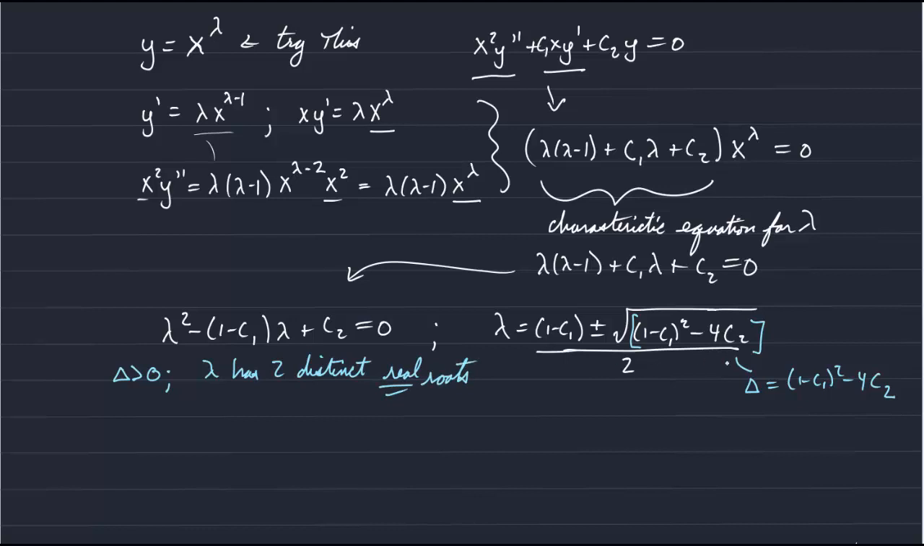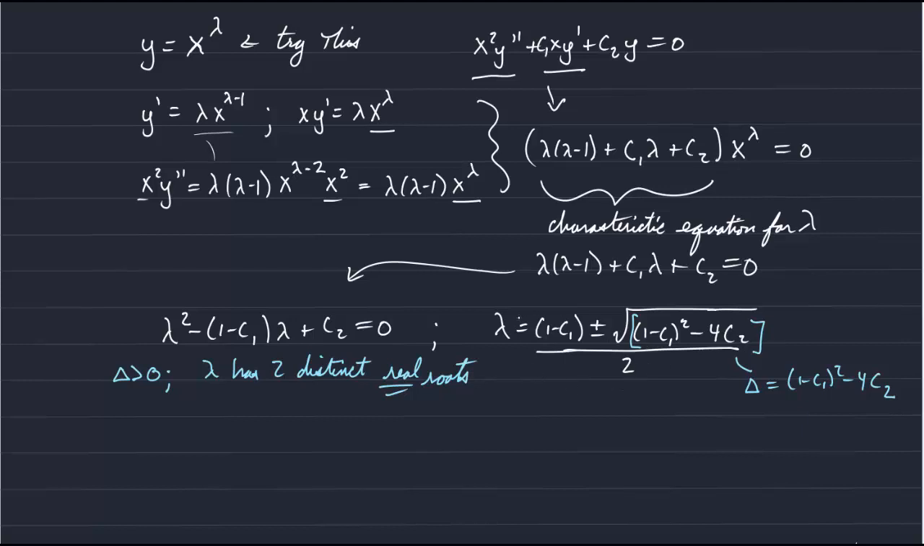So that's the first type of solution you'll find. That is when what's in the square root is greater than 0. It's positive. Now the second situation occurs when what's under the square root, delta, or I guess this is the discriminant, is equal to 0. Then the solution is lambda equals (1 minus c1) over 2 plus and minus 0.